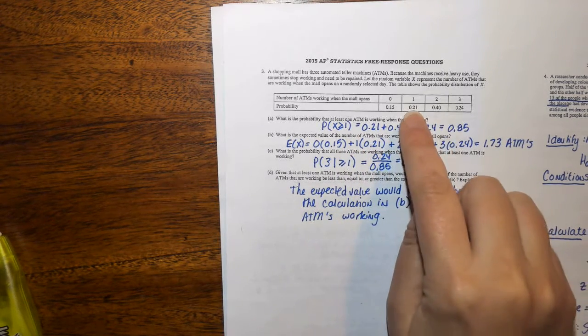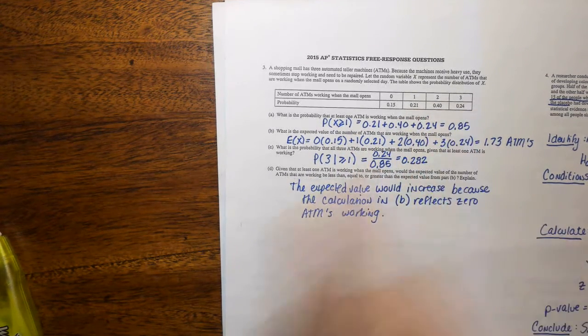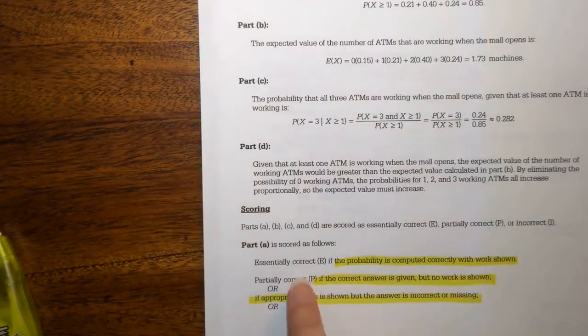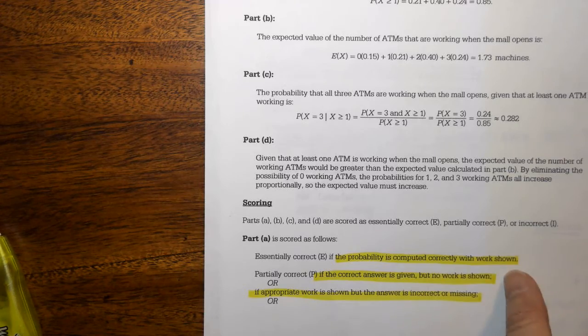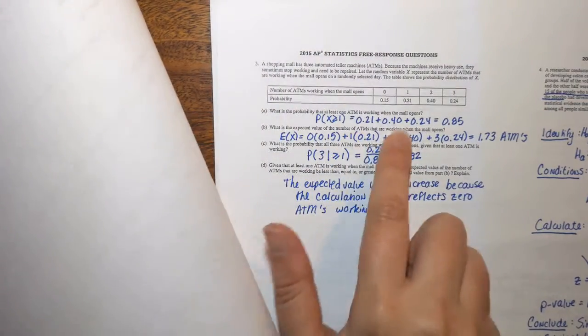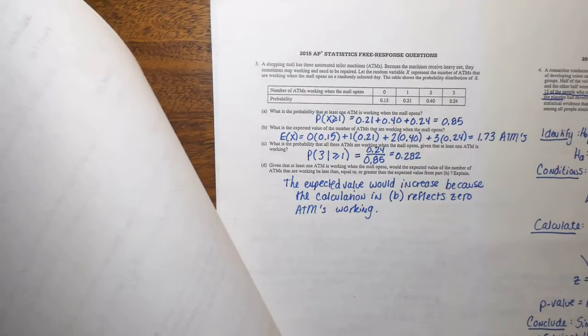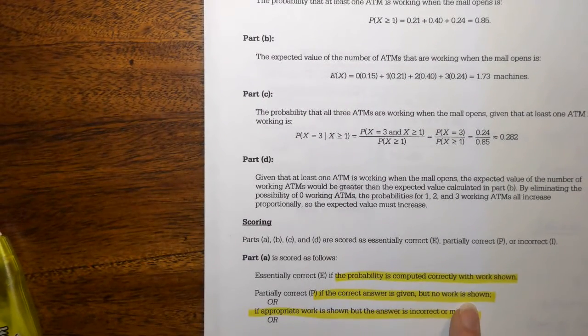At least one ATM is really just this plus this plus this. So part A is scored, the probability is computed correctly with work shown. Just make sure that you guys are listing that out and putting the answer. Correct answer given but no work shown is a P. And then you have the work, but the answer is incorrect or missing, that's also a P.